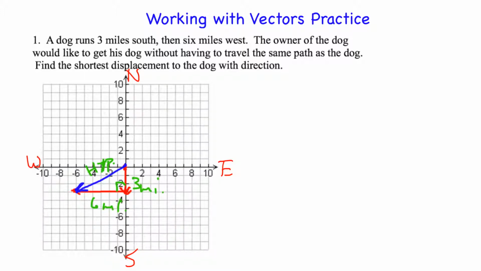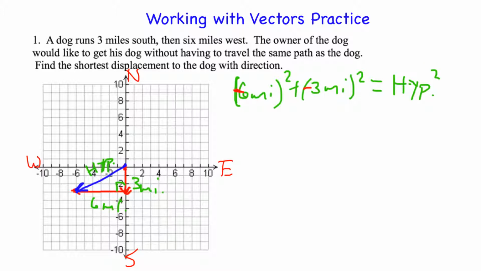This is 3 miles, and this one is 6 miles, and we need to figure out what the hypotenuse is, or our resultant vector. So what can we do to figure out the magnitude of that distance there? We need to use the Pythagorean theorem. Good. So we can say that 6 miles squared plus 3 miles squared, and actually these are negatives. It doesn't matter since we're squaring them and they're going to get taken care of, but we should put them in there, is going to be equal to the hypotenuse squared. So 6 times 6 is 36 miles squared, plus 9 miles squared equals the hypotenuse squared.